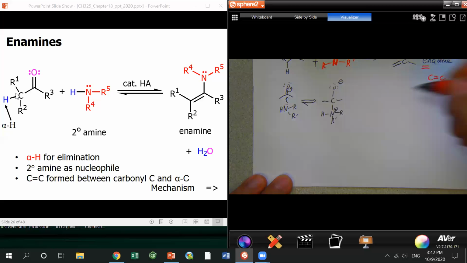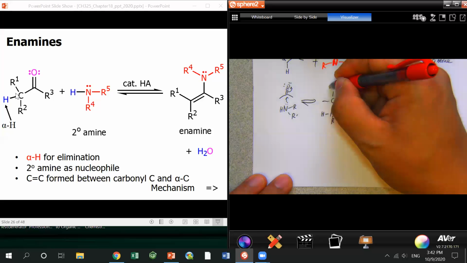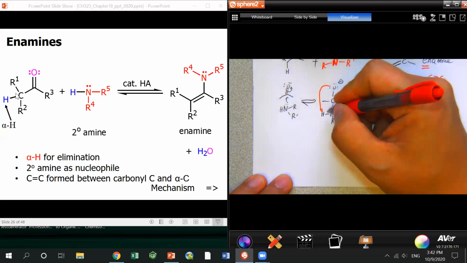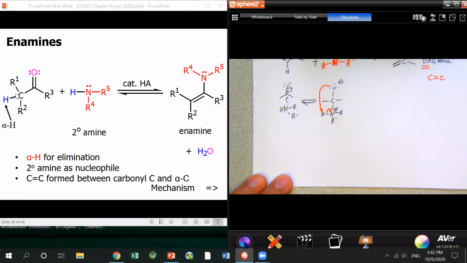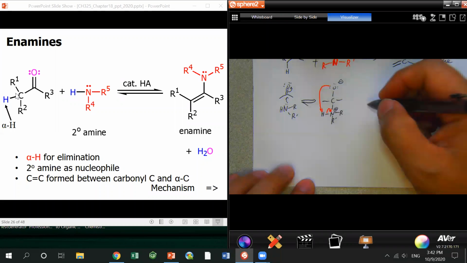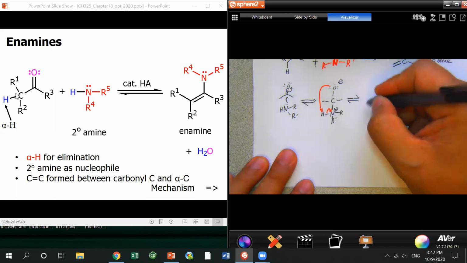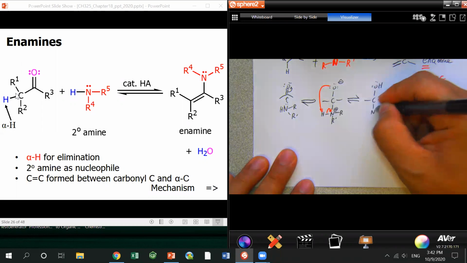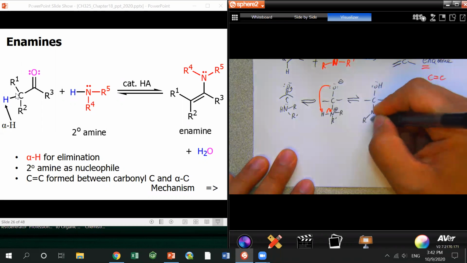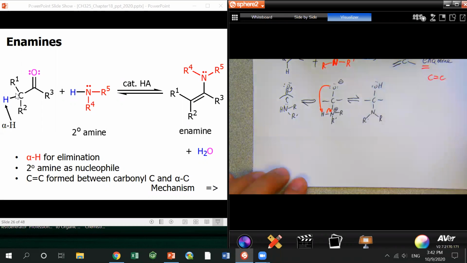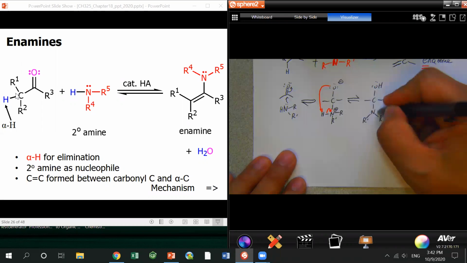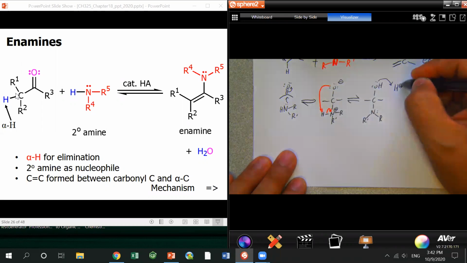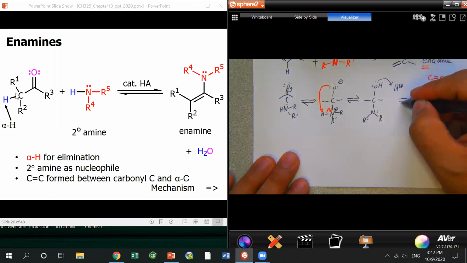This time I will do an intramolecular proton transfer, which also works. The oxygen picks up the hydrogen from this amine, and then you shift back. Either intramolecular or intermolecular is fine for me. No problem. Once this is done, the OH group will pick up another hydrogen from the reaction system and convert to water.